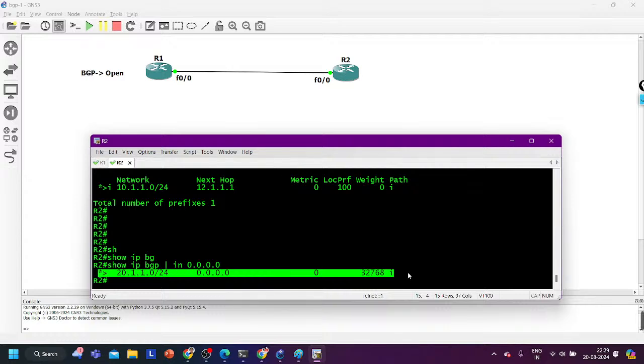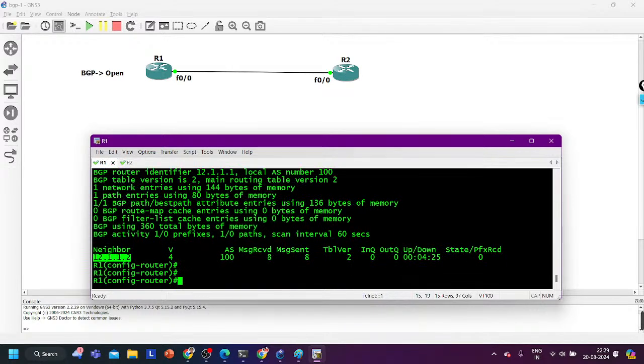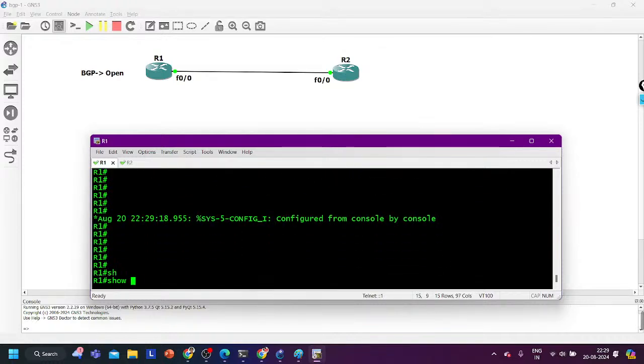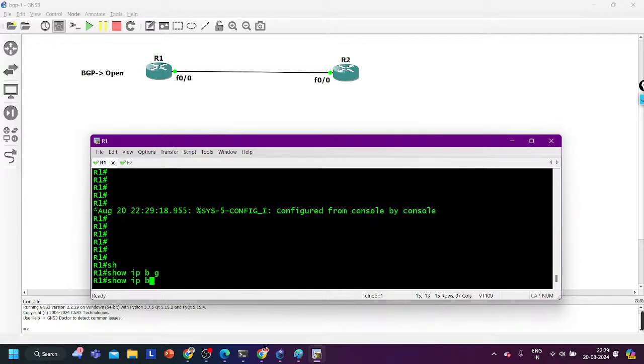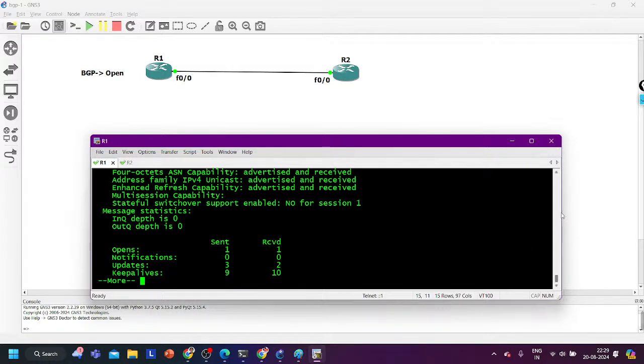We'll finish everything. Today we have covered the why behind BGP and where to use BGP. Then we have seen the basic configuration of BGP between two routers and which type of neighbor it is, iBGP. How to verify that? Show ip bgp neighbor 12.1.1.2. Show me the detailed information of this neighbor.